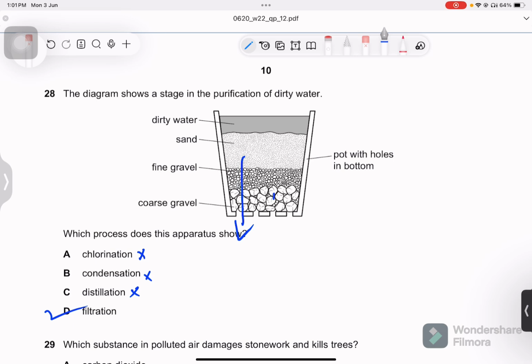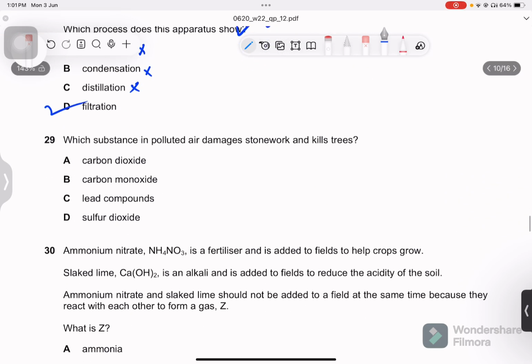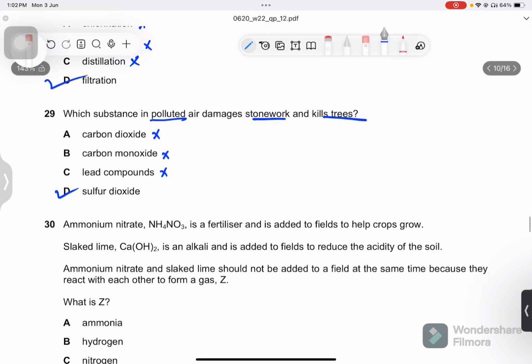Which substance in polluted air damages stonework and kills trees? Carbon dioxide causes global warming. Carbon monoxide is a poisonous gas. Lead compounds cause irritation and diseases. Sulfur dioxide causes acid rain, and acid rain damages stonework and kills trees.